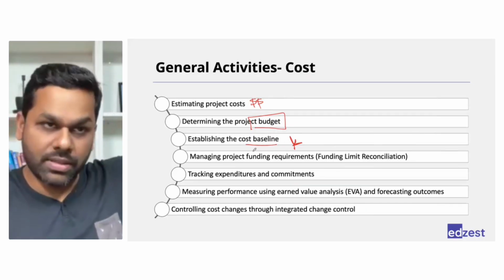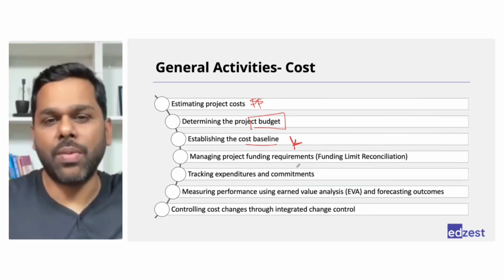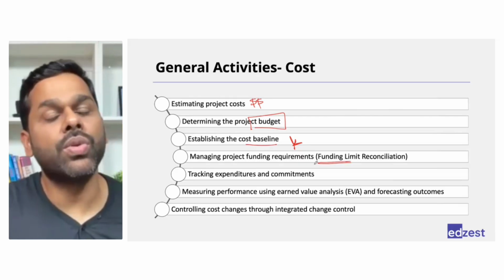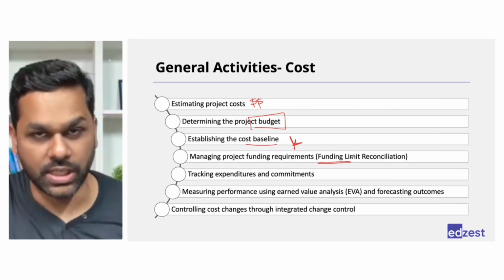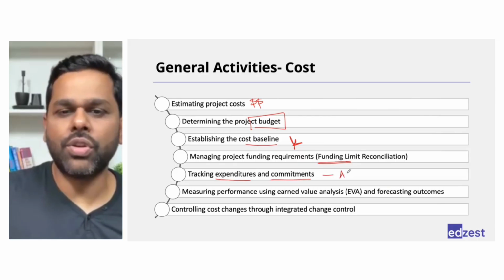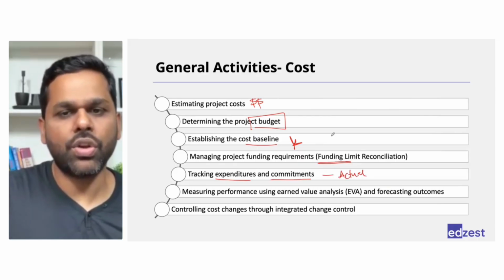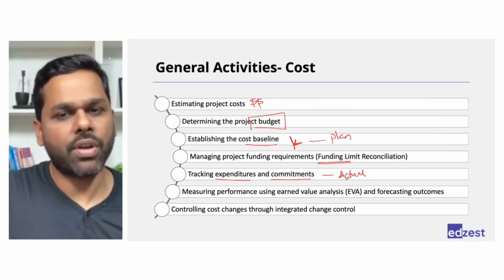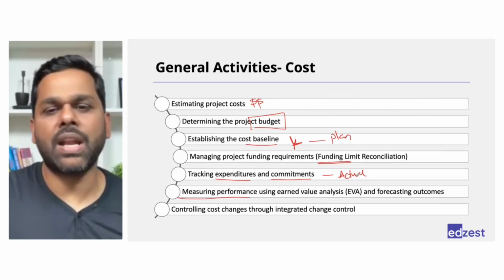Throughout the project, at a certain frequency, keep checking how much money you have spent and how much more you need, which is called funding limit reconciliation. Right? Keep tracking your expenditures and commitments. That will give you your actual cost. You know your plan. You have your actual. Measure your performance, plan versus actual.